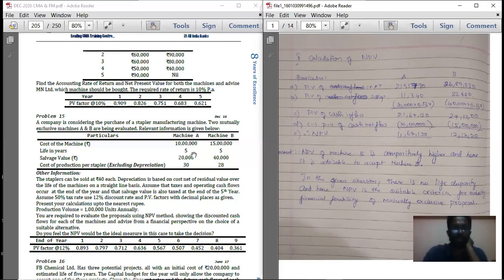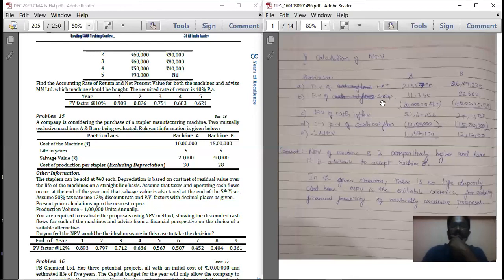So apart from this cash inflow, you are also getting salvage value at the end of the 5th year for the machine. If you purchase machine A, you are getting 20,000 as cash inflow at the end of the 5th year. That is salvage value. And if you purchase machine B, you are getting 40,000 as return at the end of the 5th year. So this is also cash inflow. Below that, record small b, present value of scrap.